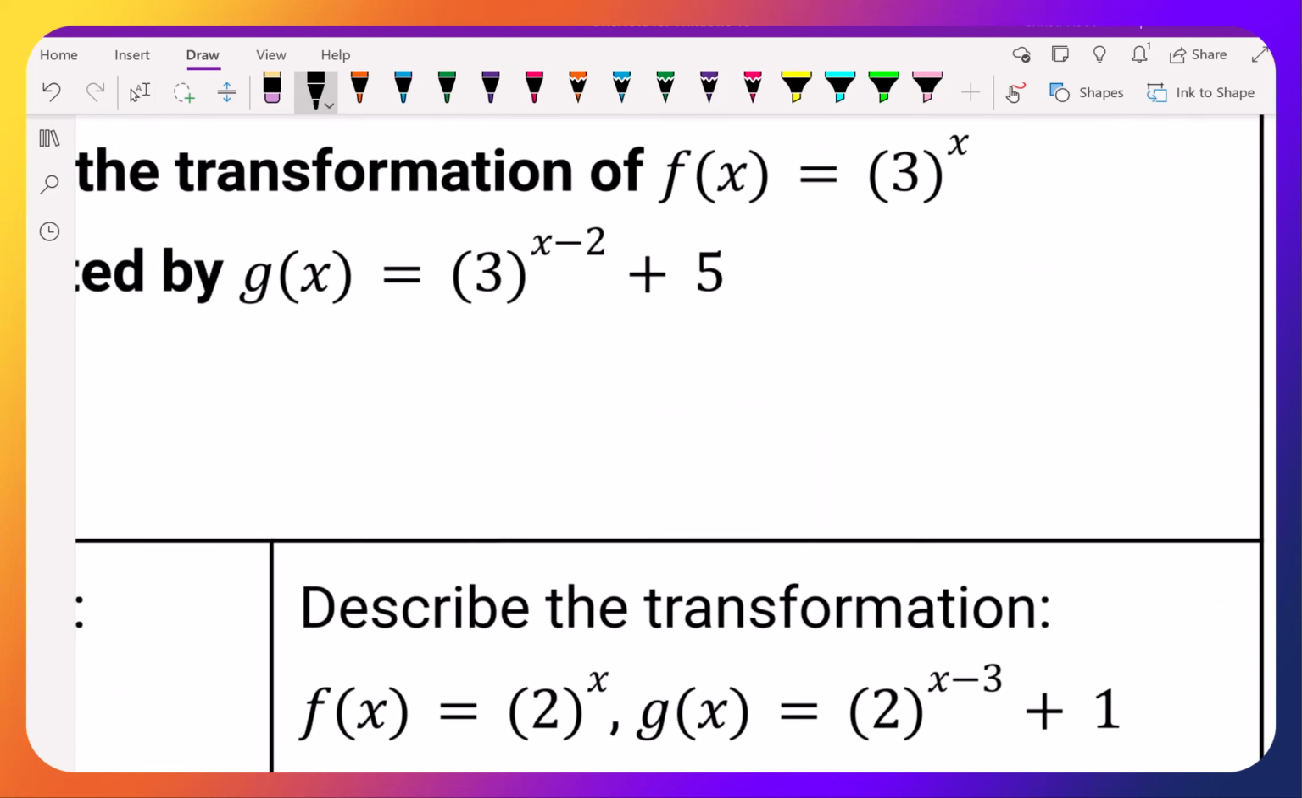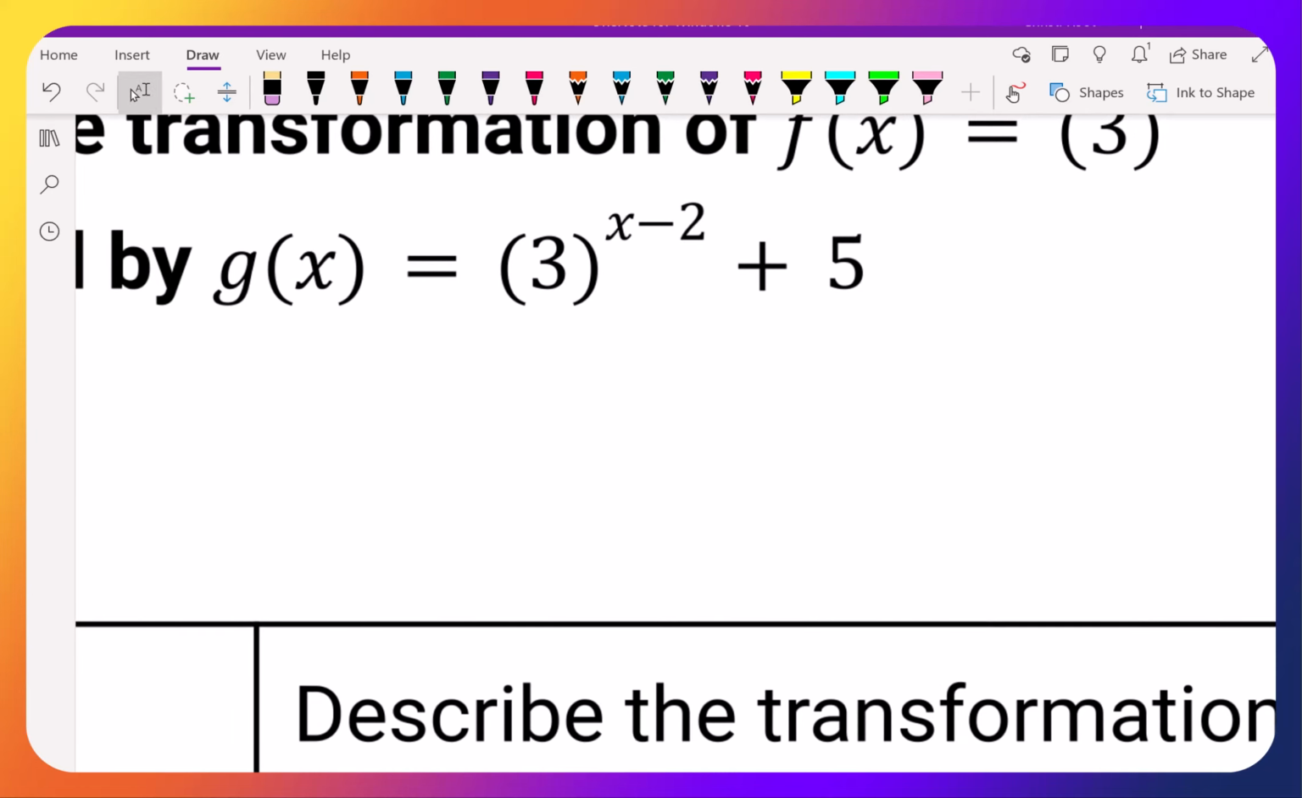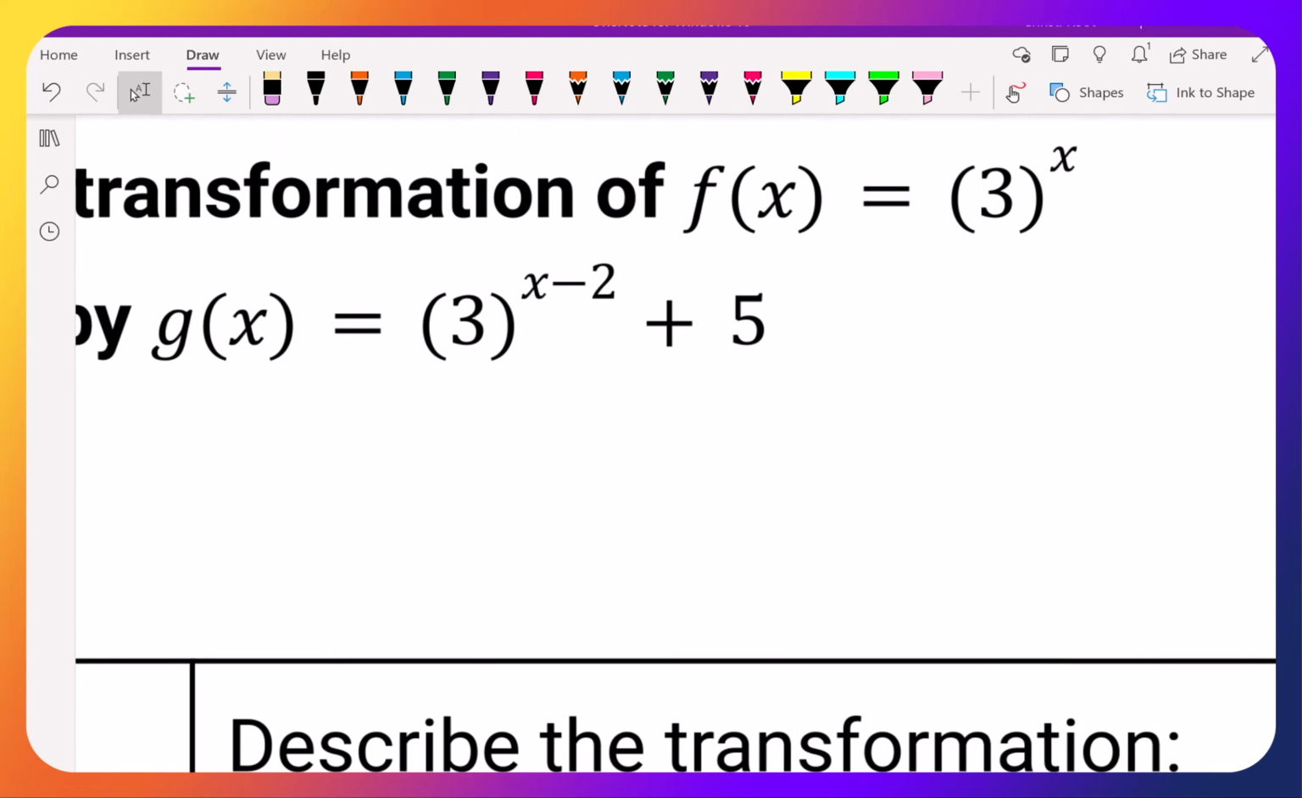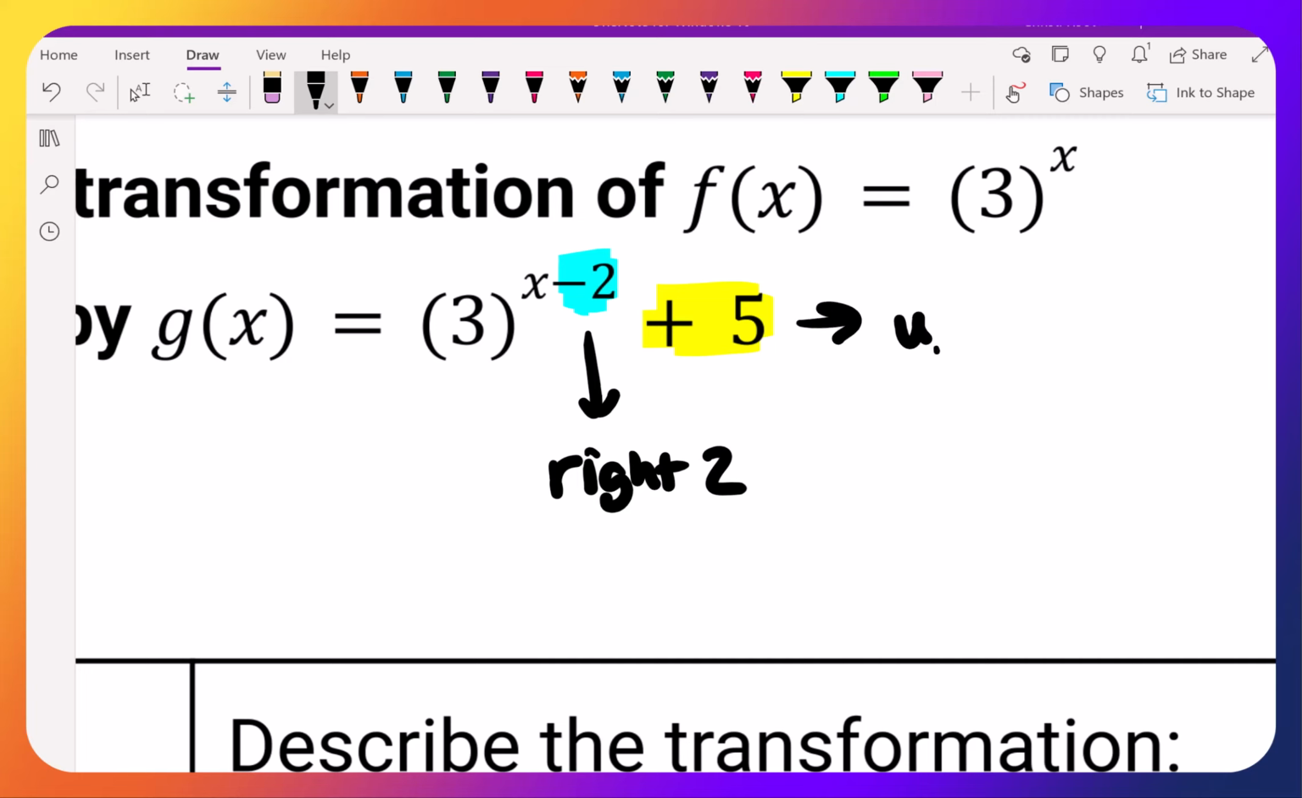All right, next. It's all about location. So what do you see here? I'm seeing 2 things, right? I'm seeing that there's a +5, and I'm seeing that there's a -2. So what do you think that would be? What about that -2? That's going to move it to the right 2 because you're subtracting from the x. And then this +5 is going to make it go up 5.